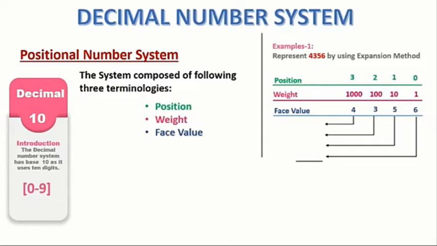So now I will write everything and I will add here. It will be similar: 4000 first, here is 300, 5 is 50 and 6 is a single 6. So I will add all these values, so the answer will be 4356. Okay, I hope that you better understand through this example what is position, what is weight, what is face value.